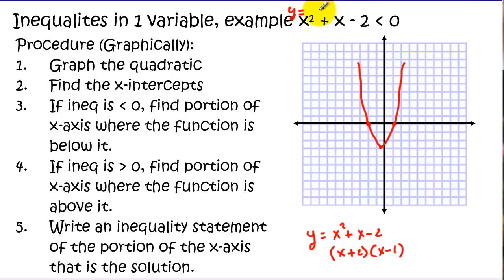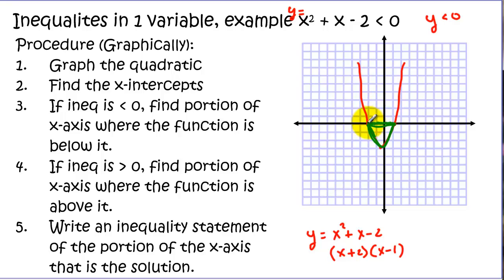Now, what this is saying here is we're looking for values of x that make y, since that whole expression is y, less than 0. So we're looking for the values where y is less than 0. So that's here. But we're only interested in x values. So the x values are these x values that are associated with this part of the graph.